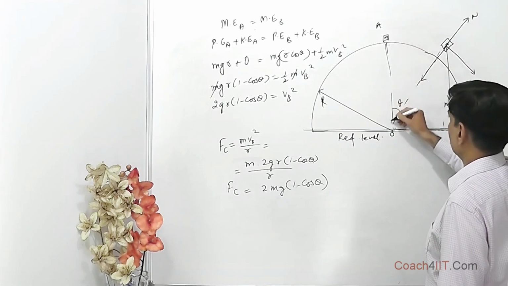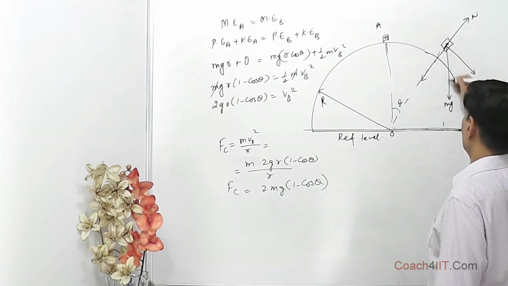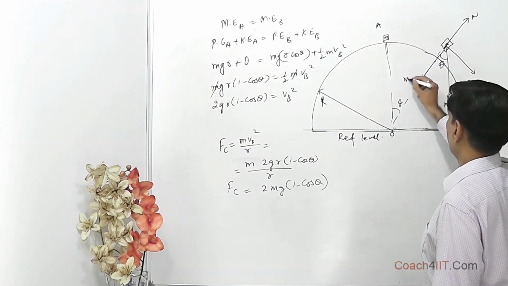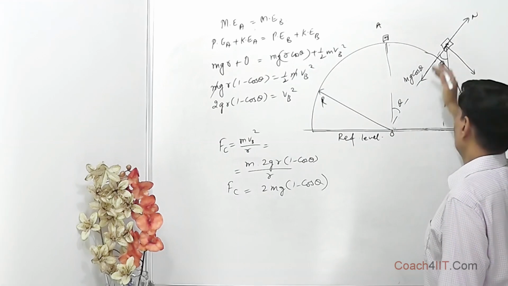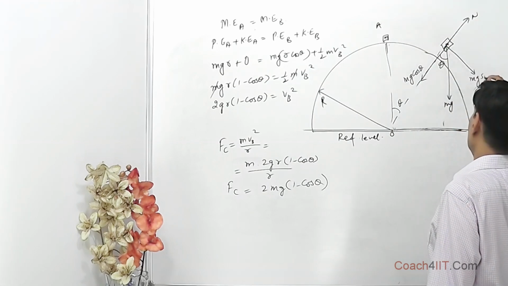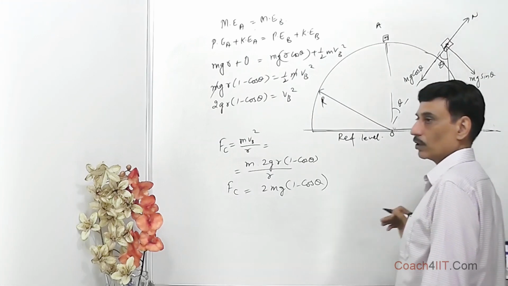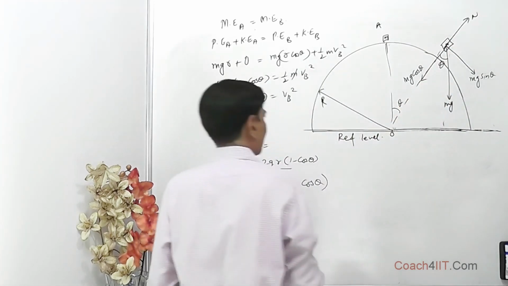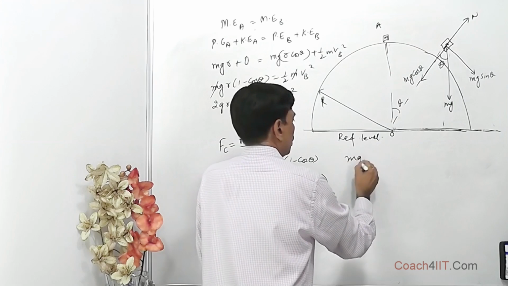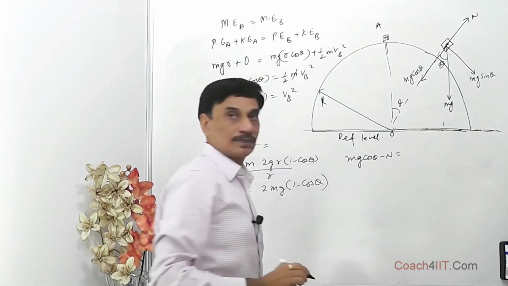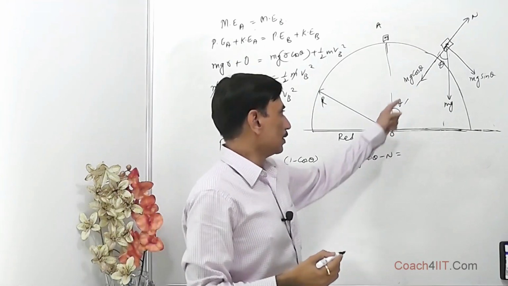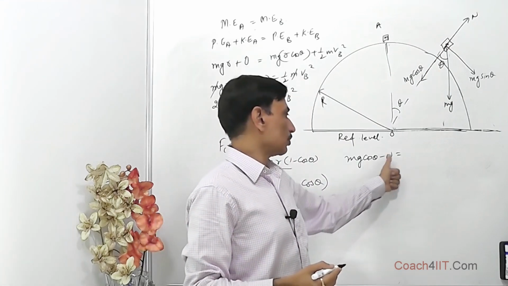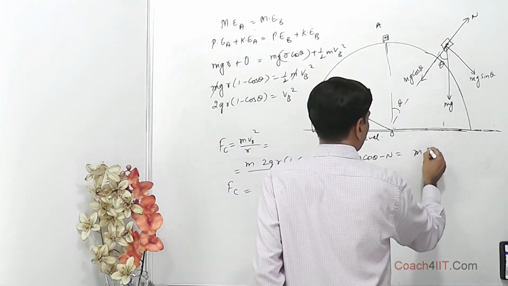If this angle is theta with the vertical, and these two sides are parallel lines, then this is also going to be theta. So if this is mg, this component is going to be mg cos theta, and perpendicular to this is mg sin theta. Obviously this will be responsible for the tangential acceleration of the body, as we have seen earlier. So along this way the equation is mg cos theta minus N. That should be the net force toward the center, so this force should be greater than the normal reaction, and mg cos theta minus N should meet the requirement mv square upon r.